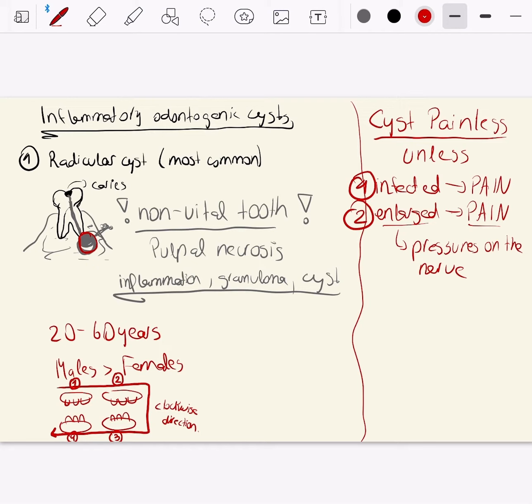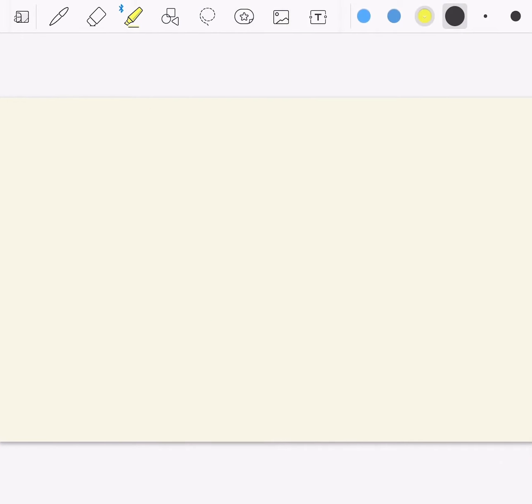Okay, so we're done with the first one, the radicular cyst. We're going to the second type. It is the residual cyst. You can understand it from the name. It is residual, so it is the rest of a cyst or the rest of a thing.